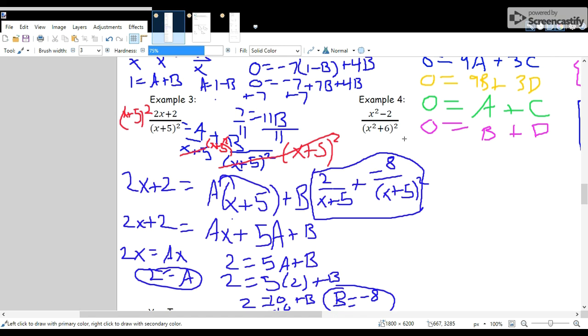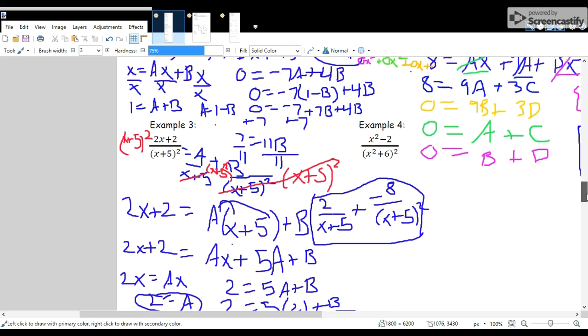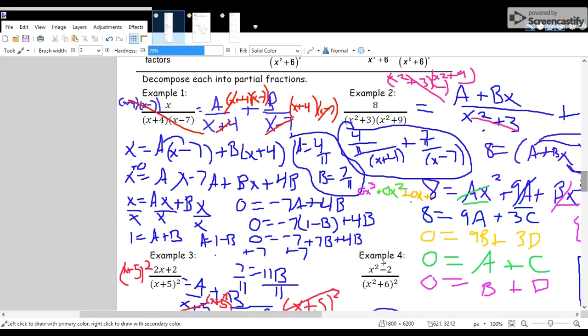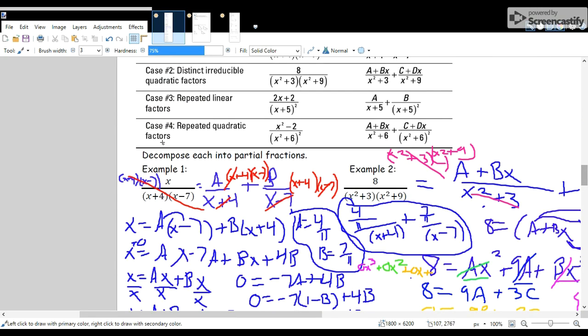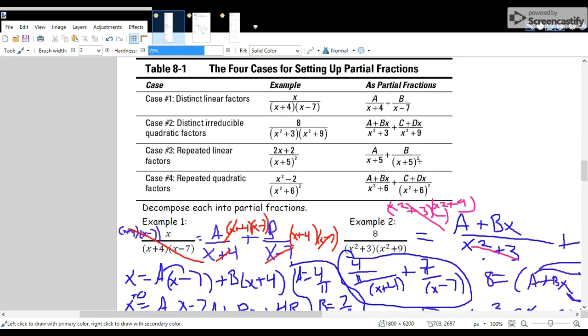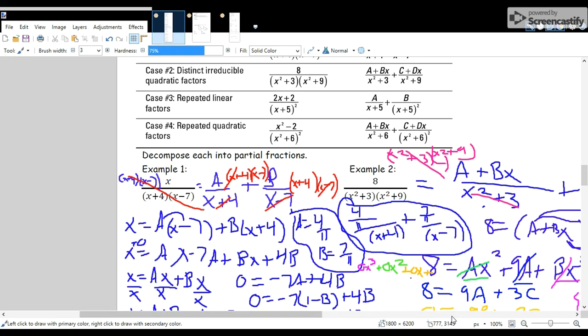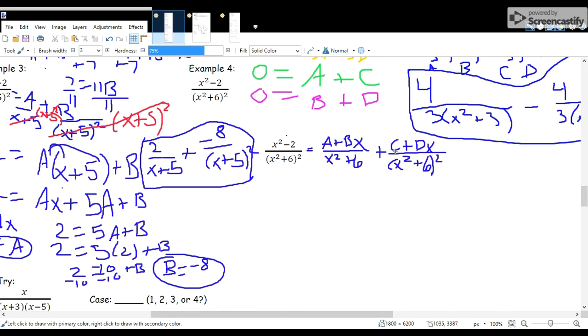Now let's look at the last example here, example 4. We have x squared minus 2 all over x squared plus 6 to the second power. So that's going to be case number 4, repeated quadratic factors. So we'll set it equal to our partial fraction right here. From here, we want to multiply each term by x squared plus 6 to the second power.